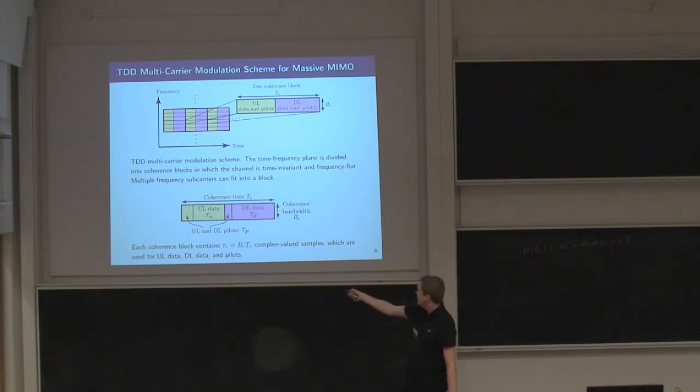We send data, and out of this number of samples, tau_c being equal to B_C times T_C, so that's the product of the coherence time and coherence bandwidth, these samples are divided into tau_u being used for uplink data, tau_d being used for downlink data, and then we can have some pilots. In general, these are tau_p in number, such that tau_u plus tau_d plus tau_p equals the total number of samples that we have. Today I will focus, just as Eric, on having pilots only in the uplink, but you can potentially have pilots in the downlink as well.